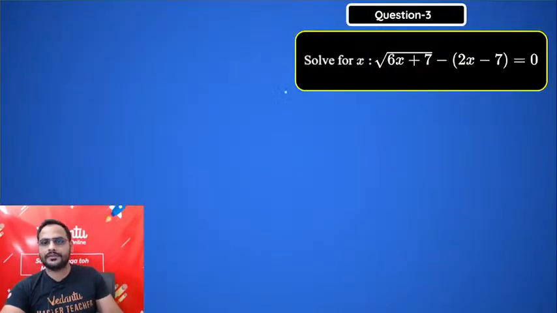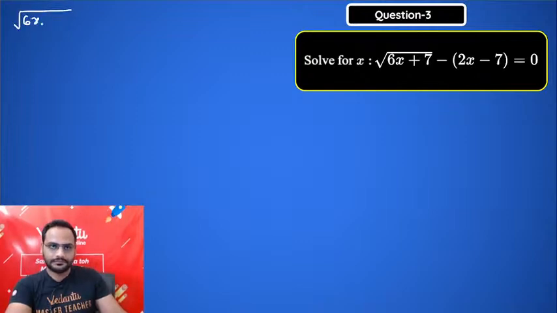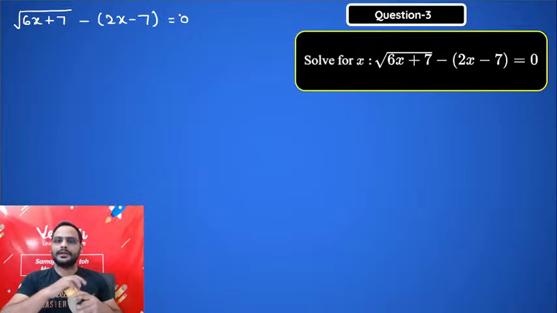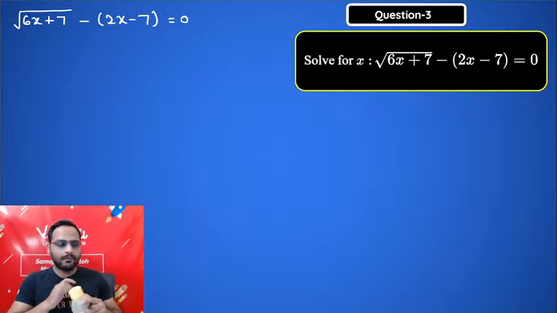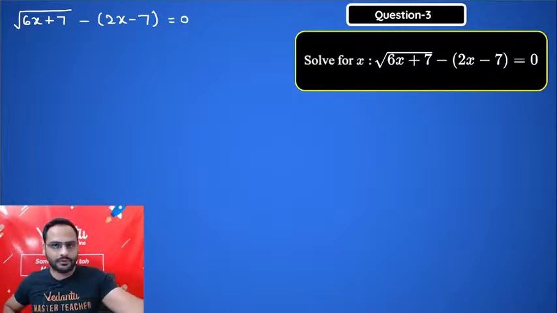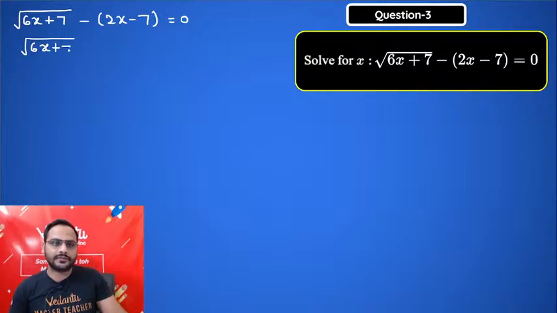Anyone. Next question. Solve for x. This is the equation. We need to solve it for x. What is the equation, guys, we have? Minus of 2x minus 7 equal to 0. This is the equation we have. We need to solve it for x. What will we do? The main thing is this square root. So what I'll do, I'll shift this one without square root to that side. So we'll be left with square root of 6x plus 7 is equal to, this minus will become positive, you will get 2x minus 7.